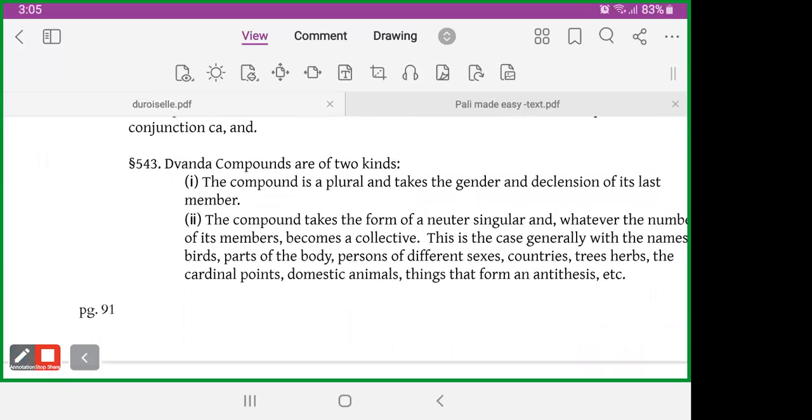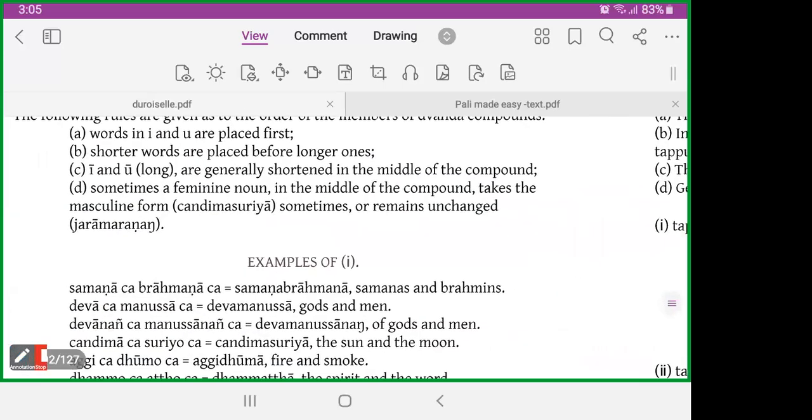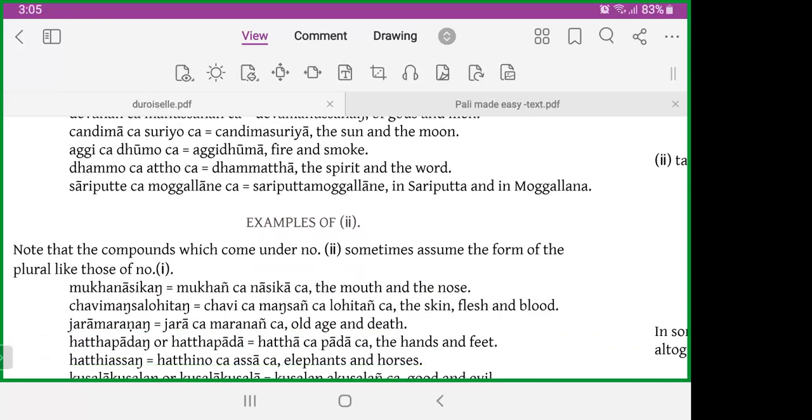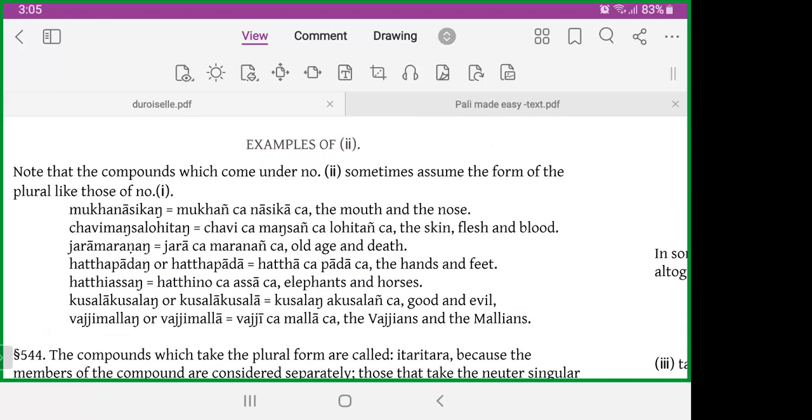So on Dwanda, we already said it's a cha and cha. Okay, so all this is Dwanda. Like Samana cha, Brahmana cha, Samana Brahmana. Dewa cha, Manusa cha, Dewa Manusa. Dewa nam cha, Manusa nam cha, Dewa Manusa nam. Chandima cha, Suryo cha, Chandima Surya. So this is Dwanda.